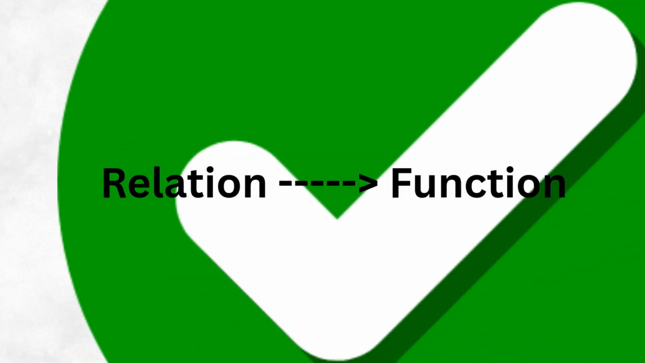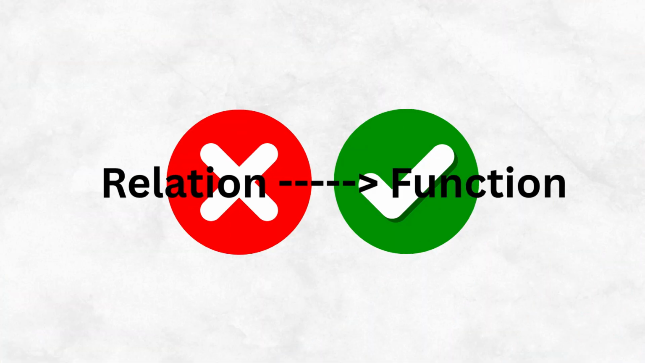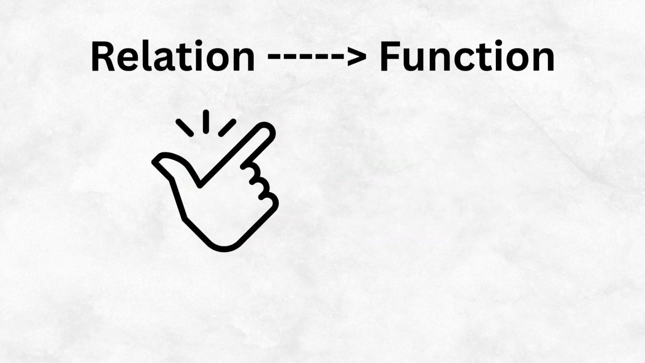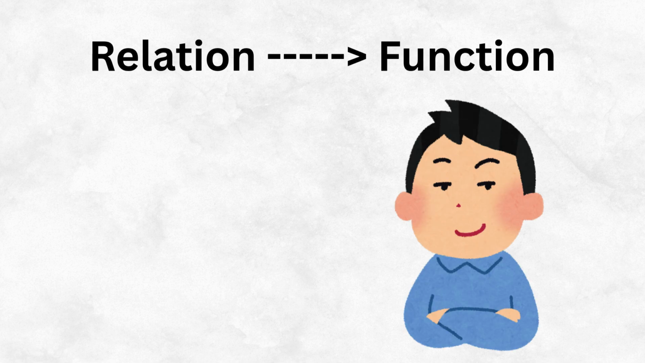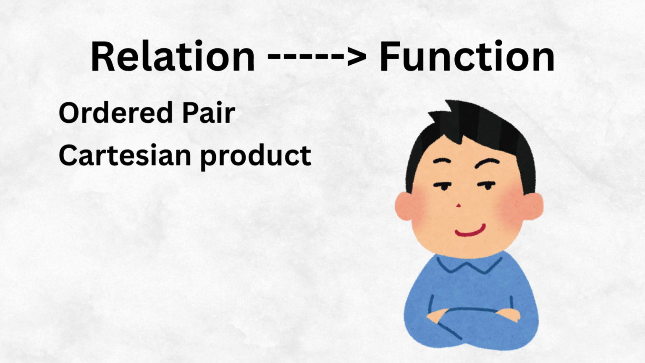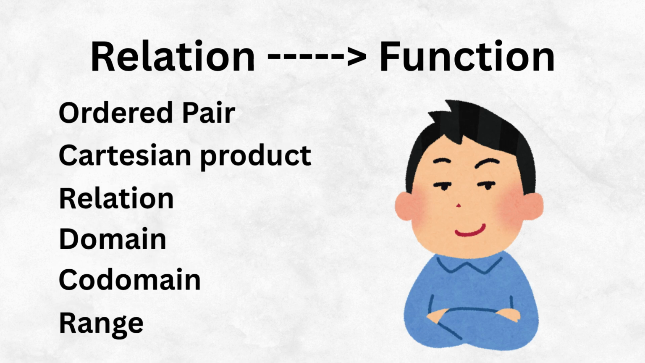Have you ever wondered why some relations are called functions while others are not? Most students simply memorize the definitions, but mathematics becomes much easier when you understand the ideas behind them. In this video, we'll build the entire chapter from scratch. By the end of this lesson, you'll clearly understand ordered pairs, Cartesian products, relations, domain, codomain, and range.